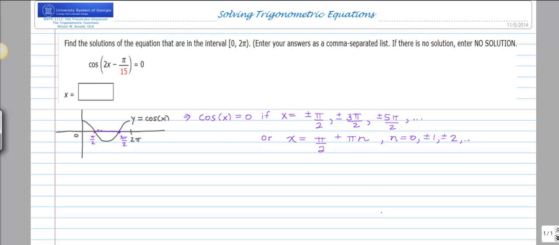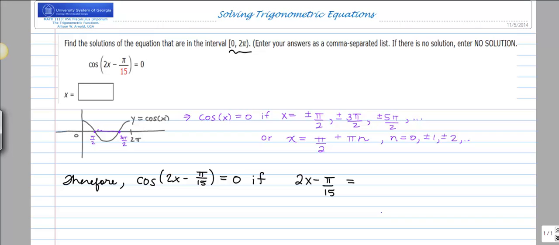Okay? Now, using the substitution technique I've shown you before, we would say, therefore, cosine of 2x minus pi over 15 is going to be 0 if 2x minus pi over 15 is equivalent to any one of these solutions. Now, we don't really care about the negative ones because we don't want negative answers, but I don't want to confuse the matter. Let's do this in general and then we can decide. Okay? All right, so this would be the general solution setup.